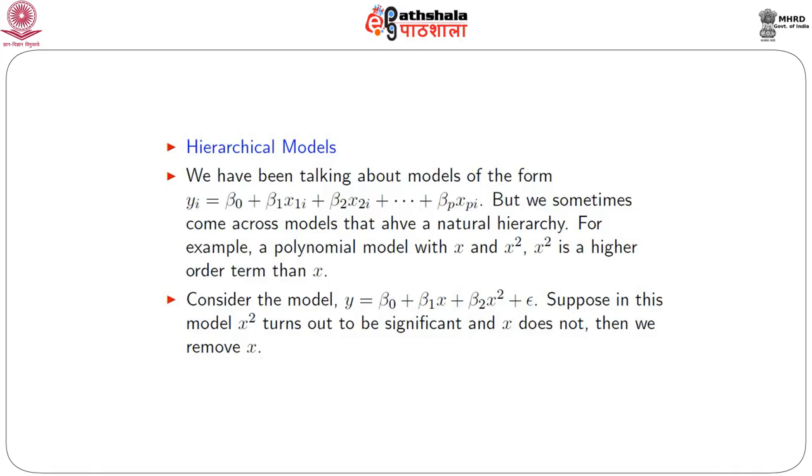Now, let us first talk about hierarchical models. I had just explained the multiple regression model, which is of the form y_i equals beta naught plus beta 1 x1_i plus beta 2 x2_i plus ... plus beta p xp_i plus epsilon. But we sometimes come across models that have a natural hierarchy. For example, a polynomial model with two terms x and x square, where x square is a higher order term than x. Now, consider the model y equals beta naught plus beta 1 x plus beta 2 x square plus epsilon. Suppose in this model x square turns out to be significant where x does not. Then we remove x and write the model with only x square.